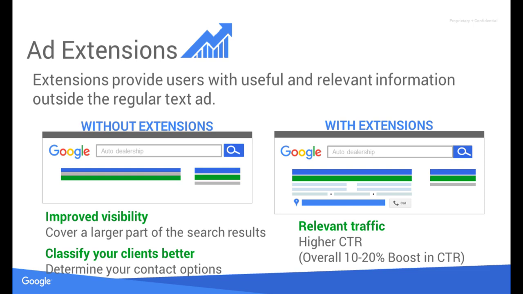And then last but not least, ad extensions. I mentioned ad extensions when we were talking about the ad rank algorithm overall. Extensions are super important. If you look at the picture on the left of the slide without extensions versus the one on the right, more than anything, you're taking up more of the search engine results page. And I love this, right? Because it's all about real estate.